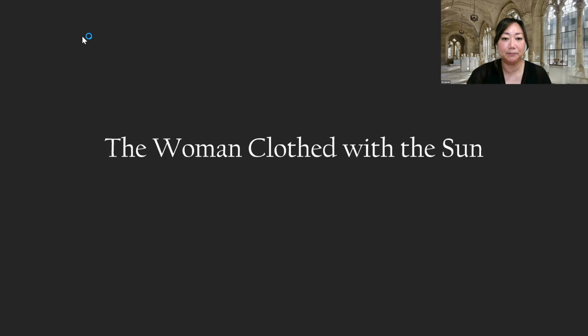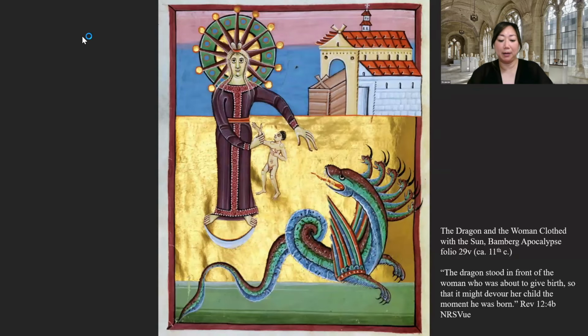So we have, first of all, again, from the Bamberg Apocalypse, right? We have this particular scene. The dragon, this is in Revelation chapter 12. The dragon stood in front of the woman who was about to give birth so that it might devour her child the moment he was born. So here we have juxtaposed, and this is repeated in further scenes, but also very important, you'll see her iconography of being clothed with the sun, with the stars behind her, and the moon at her feet. And remember that, as that will be repeated again and again from the text.